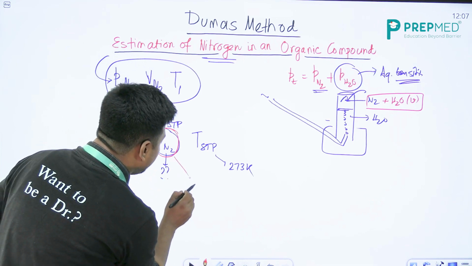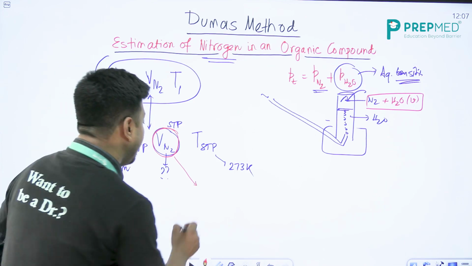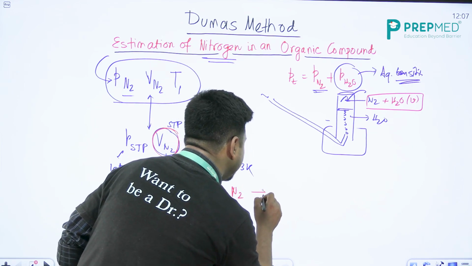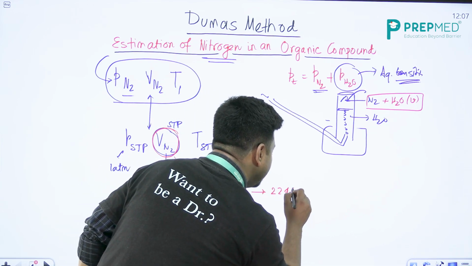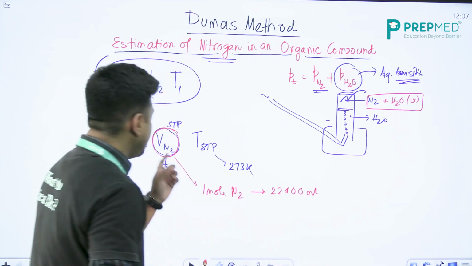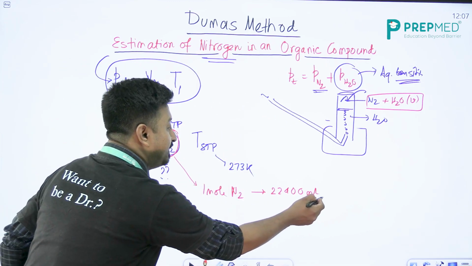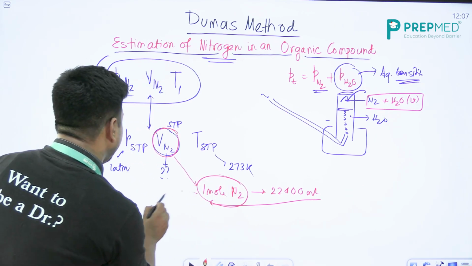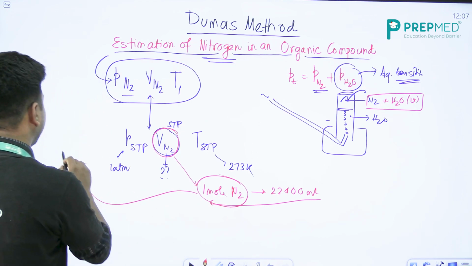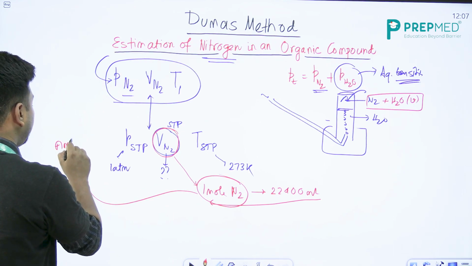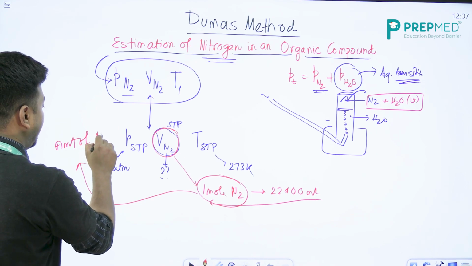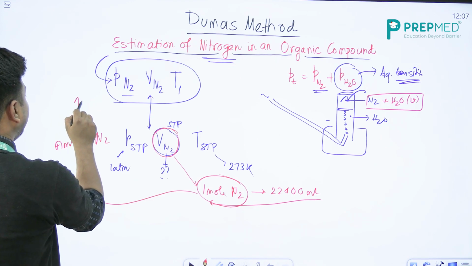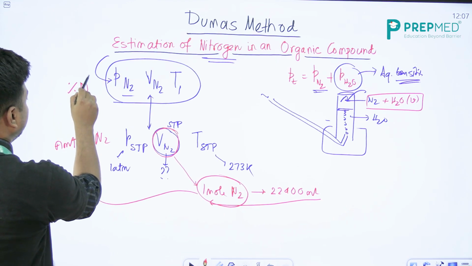Once we know the volume, we can easily use the fact that 1 mole of nitrogen gas is 22400 ml. Once we know this volume, by this logic we can calculate the number of moles of nitrogen, and once we know the number of moles, we can calculate the amount of nitrogen, and once we calculate the amount of nitrogen, we can easily calculate the percentage of nitrogen.